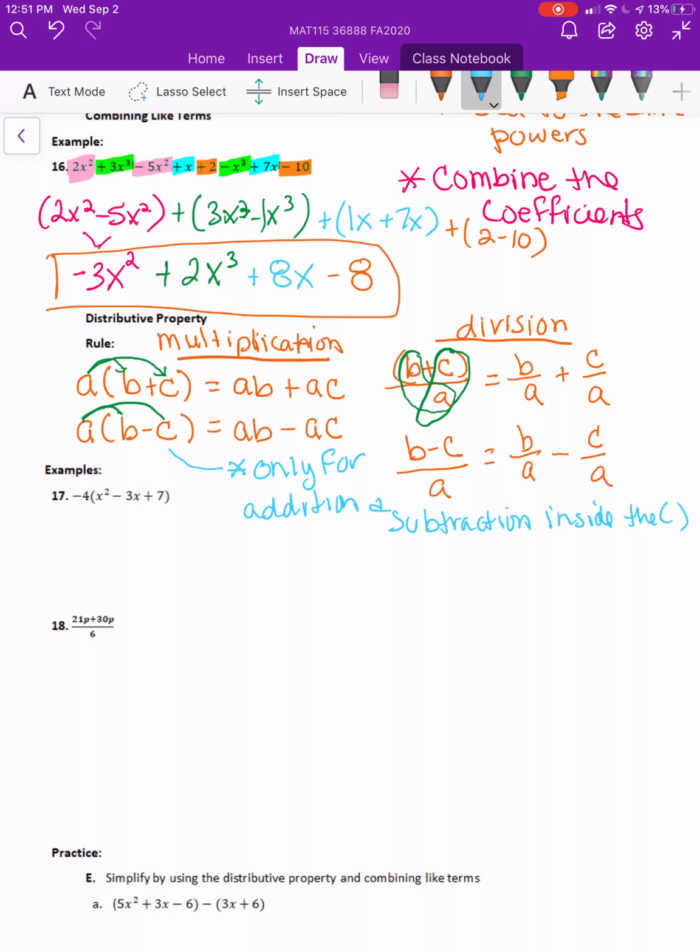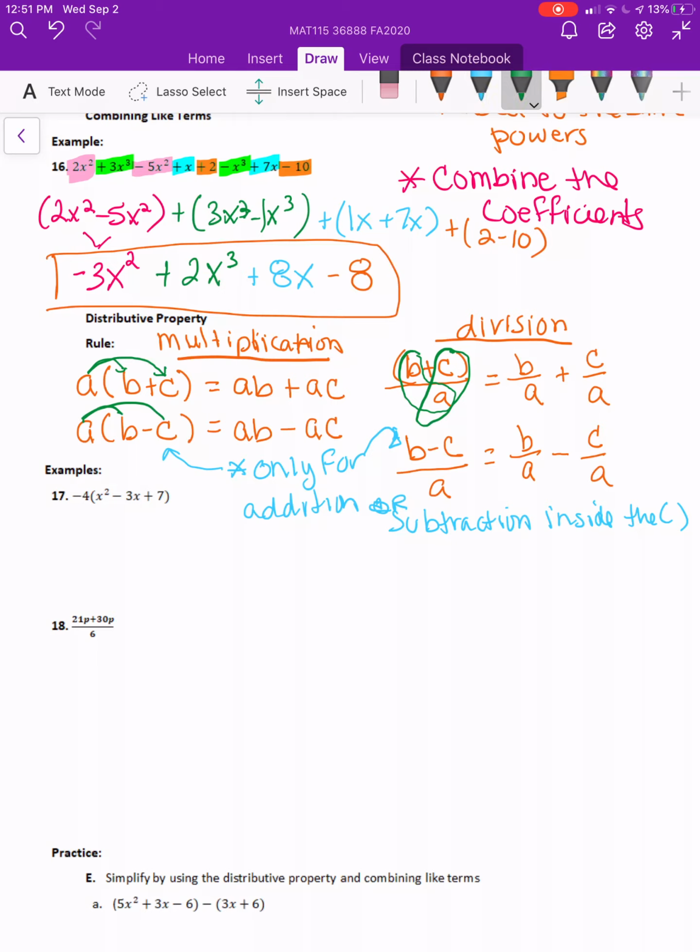So we can only use it if inside the parentheses is addition or subtraction. Let me say, or subtraction. So only if there's addition or subtraction inside the parentheses can we use this property. If inside those parentheses is multiplication or another fraction like a quotient, so division, we can't use the property.